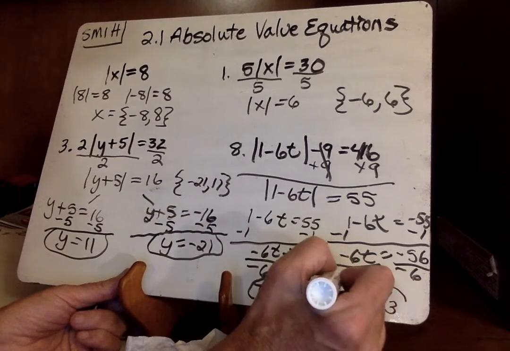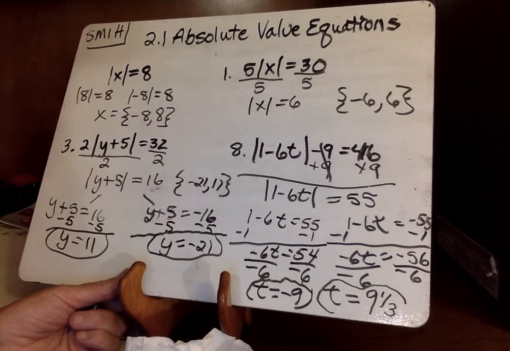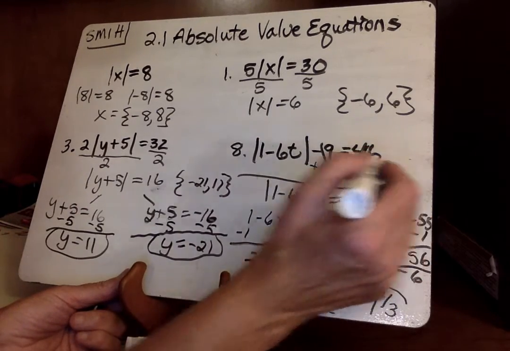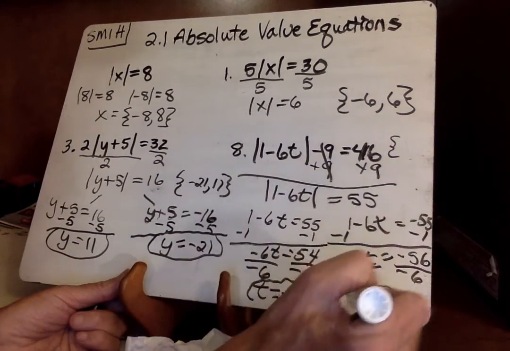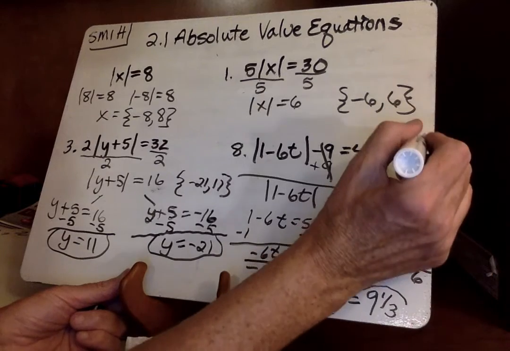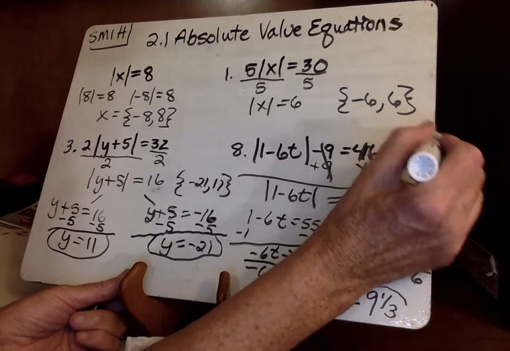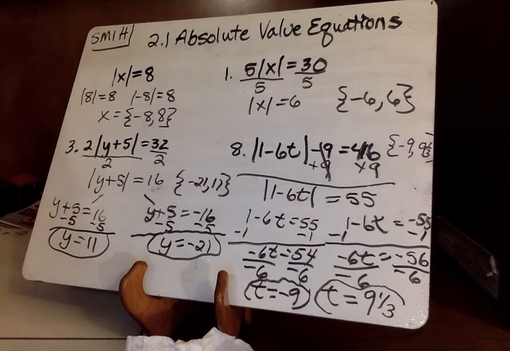So again, don't think it's going to be the positive and the negative of the same number, because a lot of times it's not. So for solution set form, I'm going to come back up here. Let's see, I'll put it right here. And I put negative 9 and then 9 and 1/3. And I ran out of room, but my squiggly line would go right there. Okay?